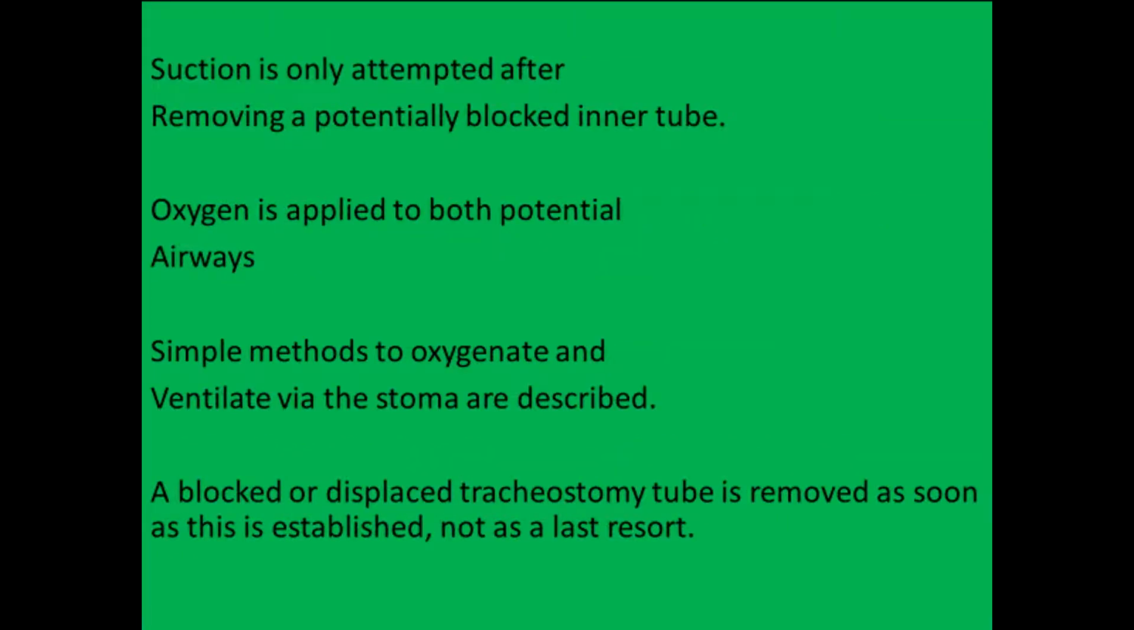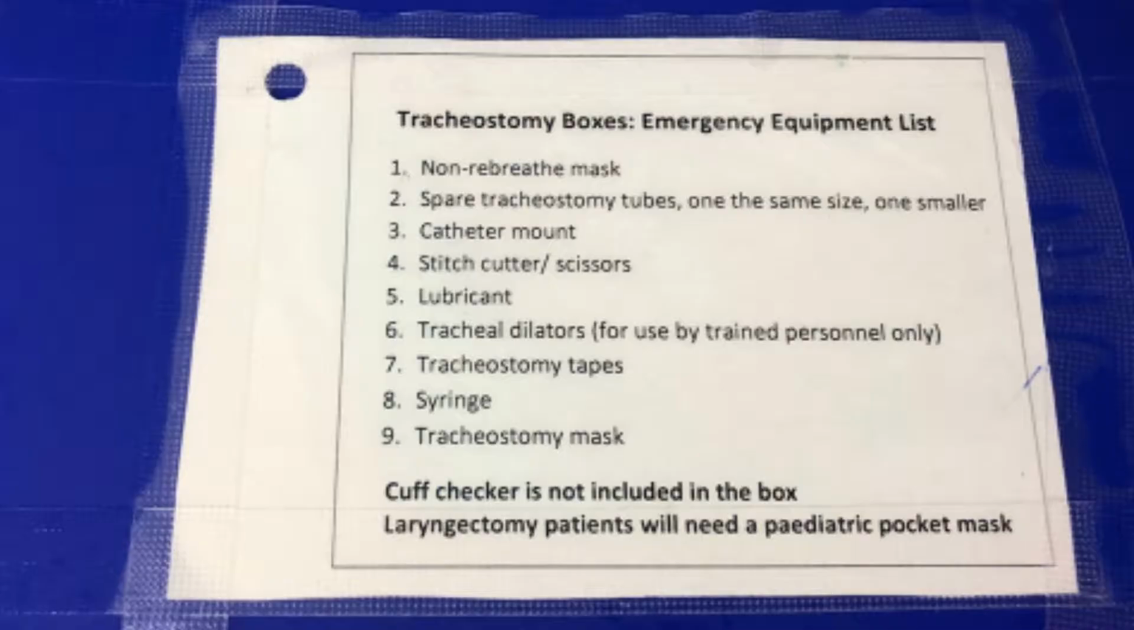Oxygen is applied to both potential airways, and one uses simple methods to oxygenate and ventilate via the stoma and the tube. A blocked or displaced tube should be removed as soon as it is established and not as a last resort. Here, some equipment needed is listed.